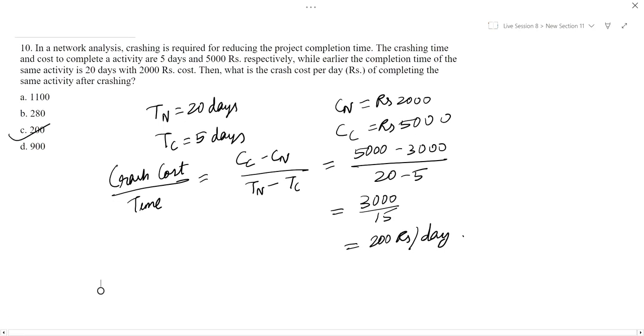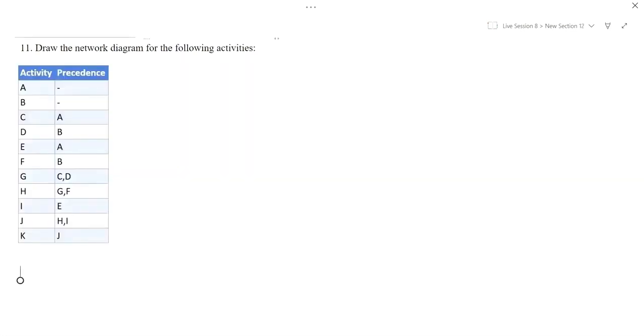Okay, so I hope it's clear to all of you. If there are no doubts, then we will move on to the next question. Draw the network diagram for the following activities. We already learned something like this in the previous classes like line balancing, but this is just a practice question so that we can draw the critical path diagram easily.